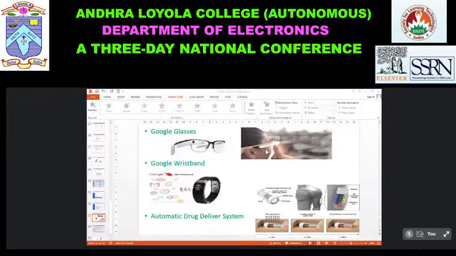Now, in future, we can expect some advanced applications with IoT. That is, Google is already working on smart glasses and some wristwatches, and in medical, especially an automatic drug delivery system.